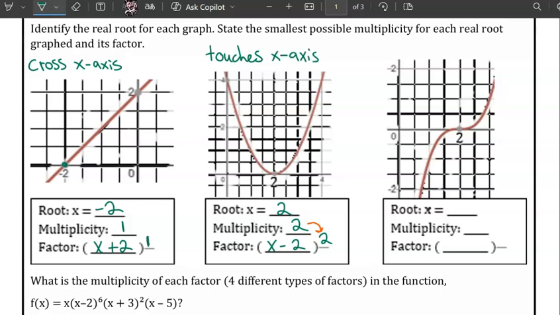The third one, the root is x equals 2. It has a multiplicity of 3. The factor is x minus 2 to the third power. This one inflects at the x-axis.